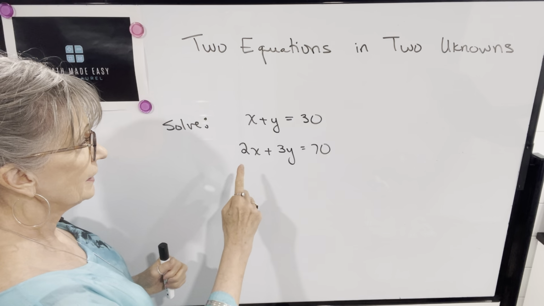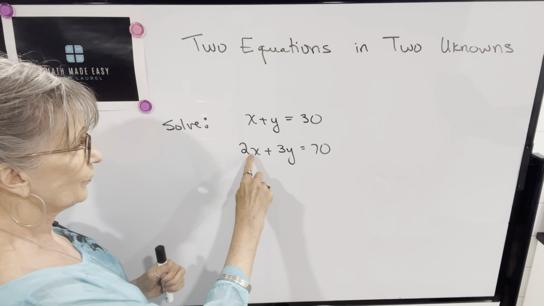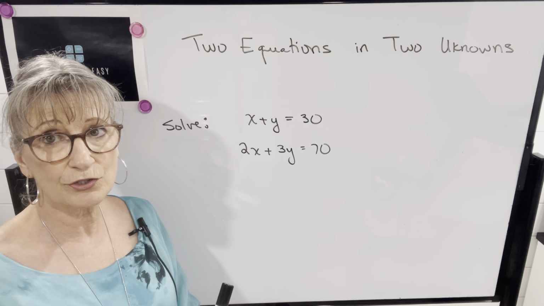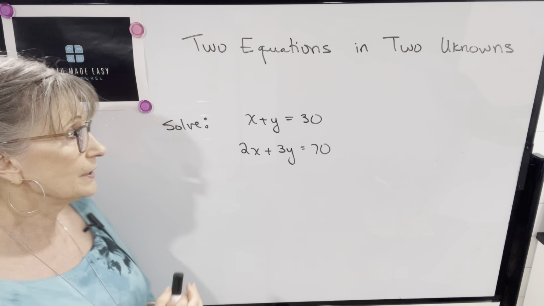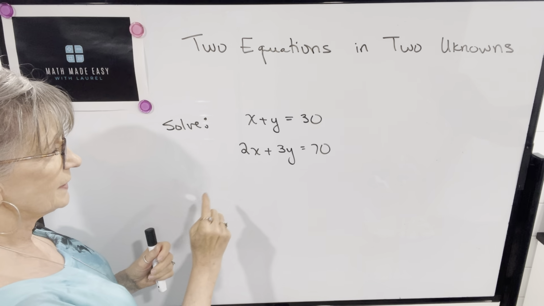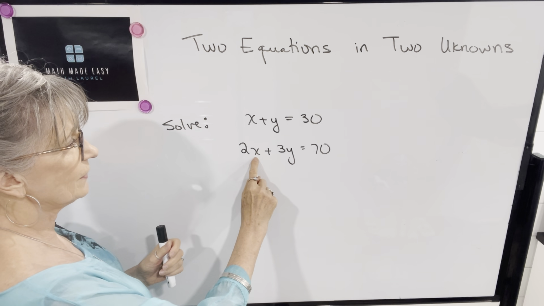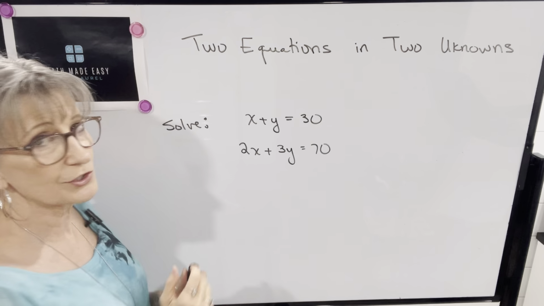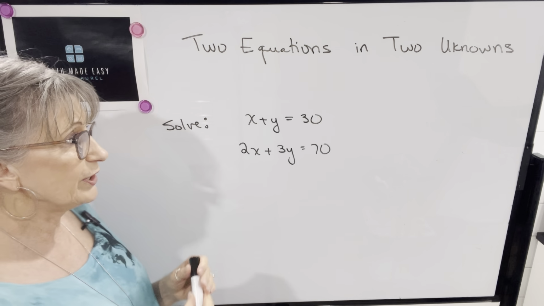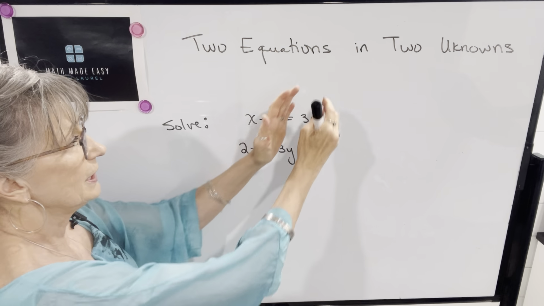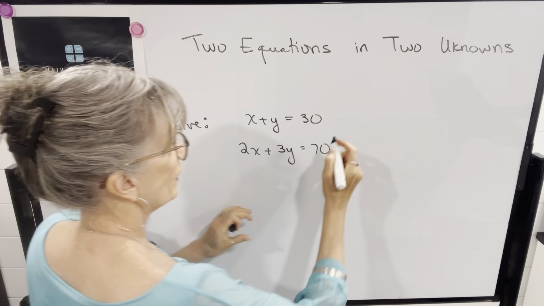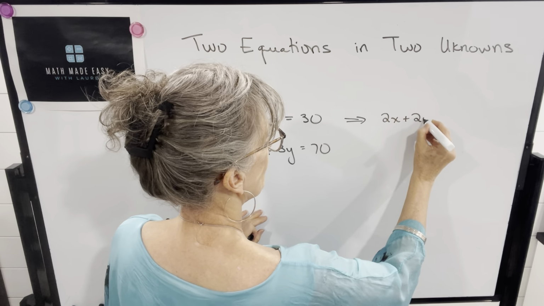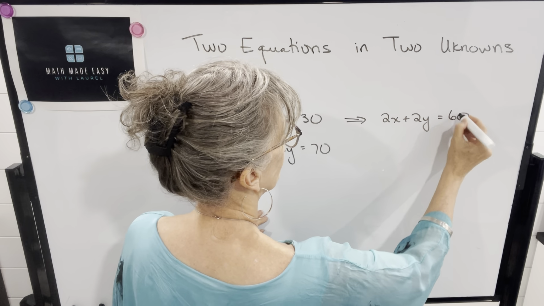To do that, you get the same coefficient for either the x or the y, and then you add or subtract the equations depending on the signs involved. So the easiest thing for me to do in this case, because I have a 2x here, I want a 2x here, so that means I'm going to multiply the whole equation by 2. We know that we can multiply this side by 2 as well as this side by 2. So when I do that, I get 2x plus 2y equals 60.